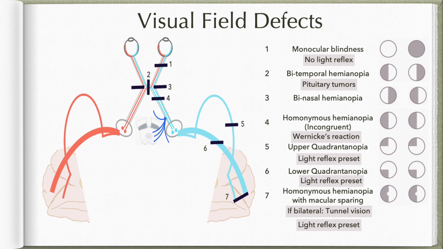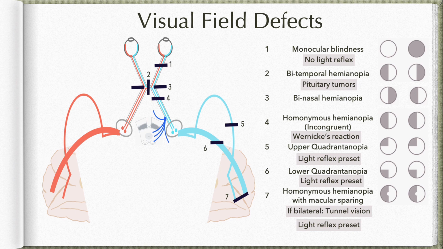So if you are shining the light in the right-sided temporal retina or left-sided nasal retina, then pupillary reflex will be absent. Whereas if you shine it in the right-sided nasal half of the retina or left-sided temporal half of the retina, then in that case light reflex will be present. This is what is called Wernicke's reaction. So a lesion to the optic tract will have Wernicke's reaction present.